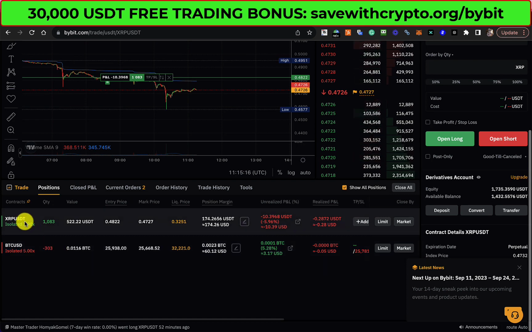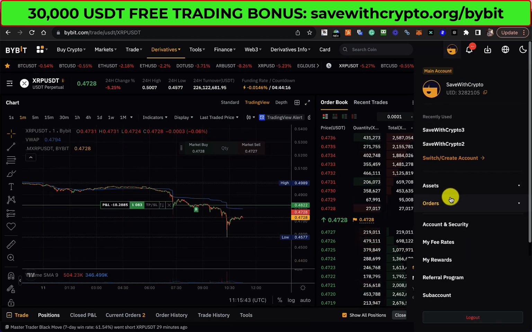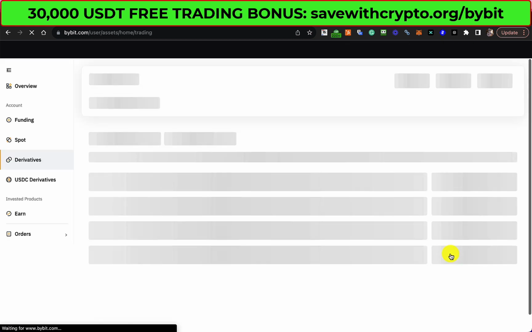The XRP one is down quite a bit. But I'll show you in a moment why I'm thinking that XRP might go up. Now, generally, I'm doing all my trading on ByBit. If you look at my assets in the derivatives account, which is where I'm doing all the trading.